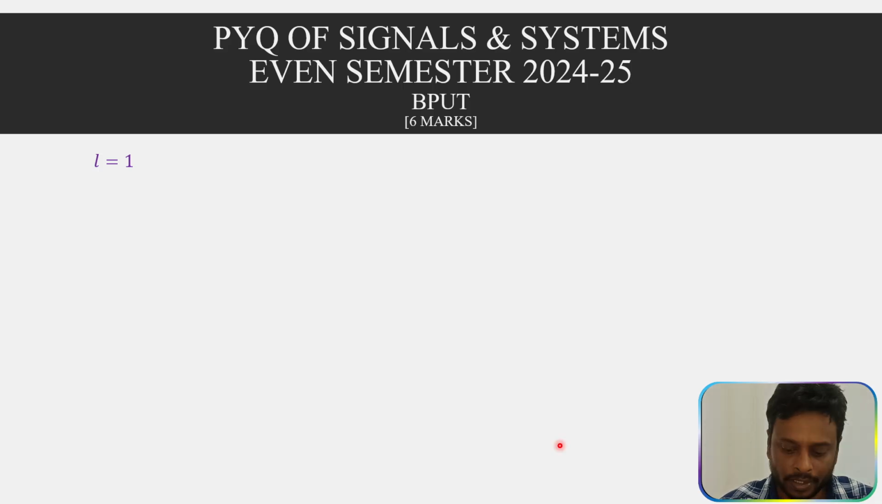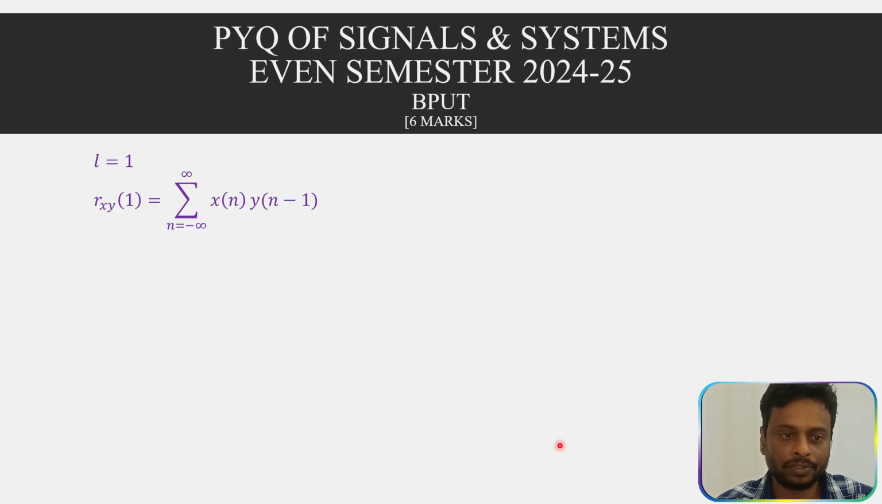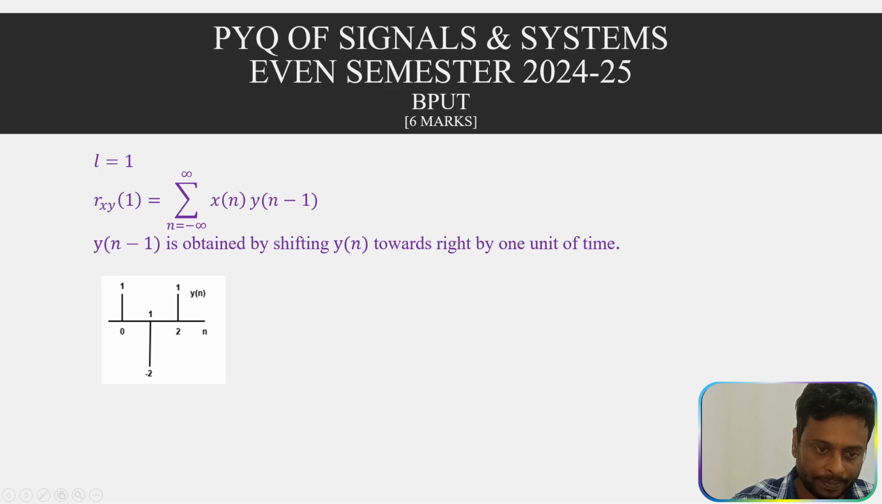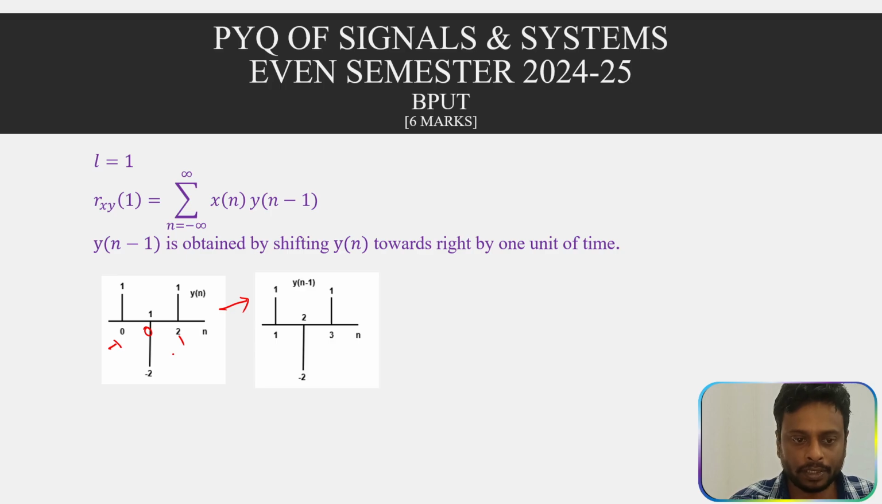For l equal to 1, this is the formula, r_xy[1]. The l value here is 1. In this case, y of n minus 1 is obtained by shifting y of n towards the right by 1 unit of time. This is our y of n, and you can shift this towards the right by 1 unit of time. So this place will be minus 1, this will be 0, this will be 1. Shifted towards the right, so the positions are 1, 2 and 3.